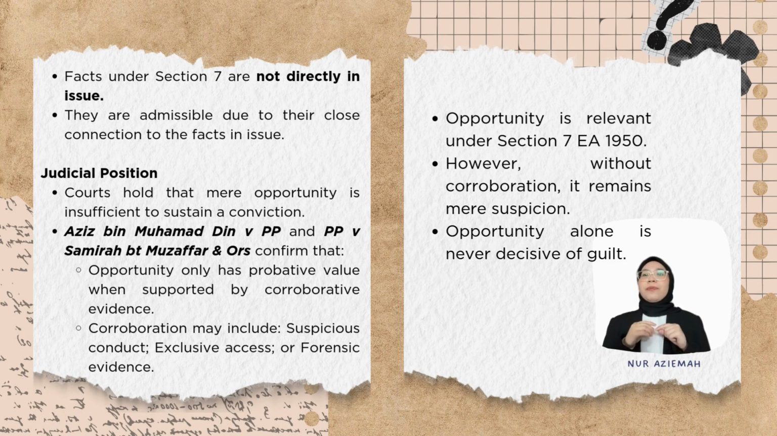However, this only provides context and does not directly prove guilt. Judicial decisions, including Aziz bin Muhammad Din against PP and also PP against Samira binti Muzaffar, establish that mere opportunity is insufficient to sustain a conviction. Opportunity only gains probative value when supported by corroborative circumstances such as suspicious conduct, exclusive access, and also forensic evidence. In conclusion, while opportunity is relevant under Section 7, it is never decisive of guilt and without corroboration remains mere suspicion. Thank you.